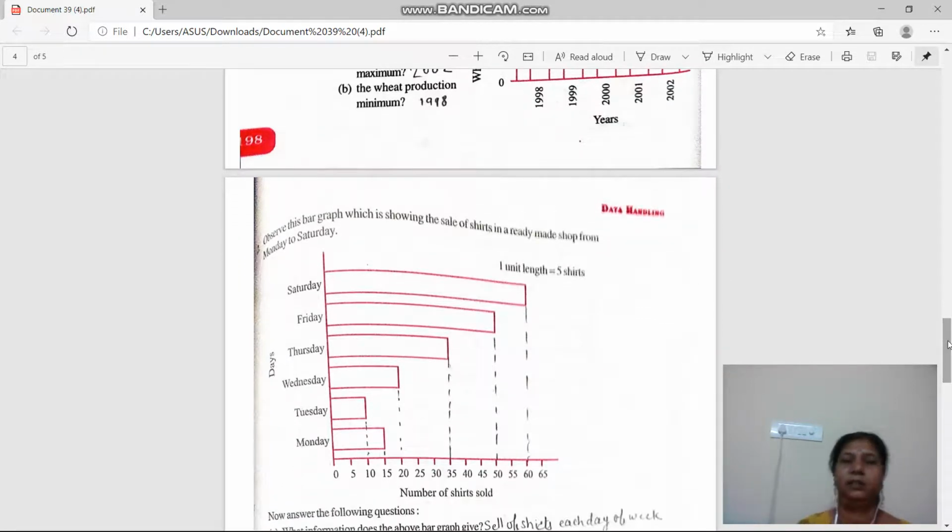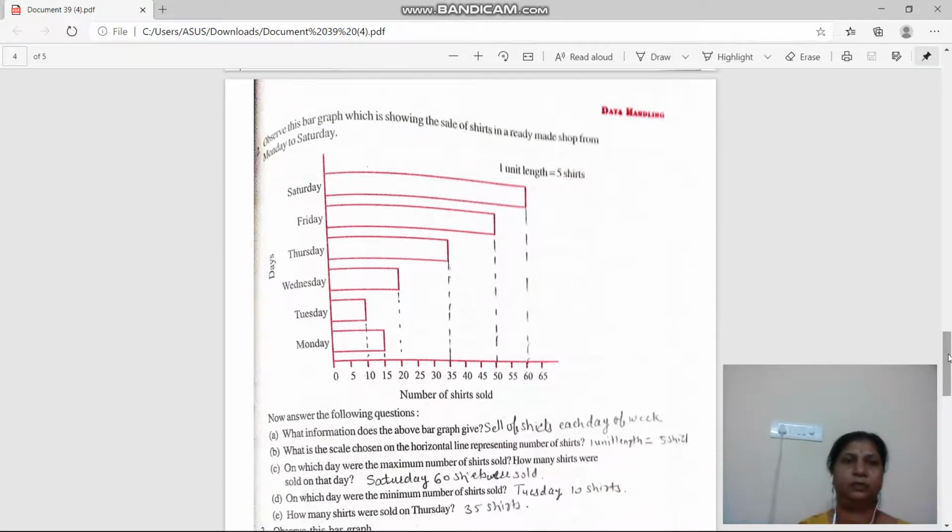Okay, we will see the next, second question. Observe this bar graph which shows the sale of shirts in a ready-made shop from Monday to Saturday. So, what does this bar graph tell us? Which information is given by this graph? First of all, tell me which type of bar graph it is, vertical or horizontal? It is horizontal. Now see, on the y axis the names of the days are given, and on the x axis, the horizontal line, the number of shirts is given. So, what is the scale? 1 unit length is equal to 5 shirts.